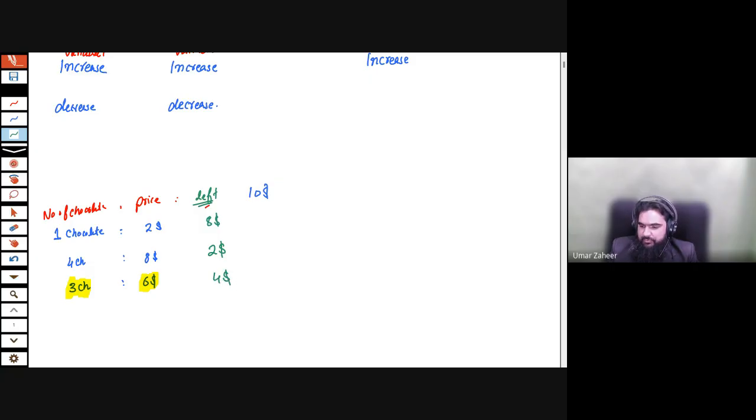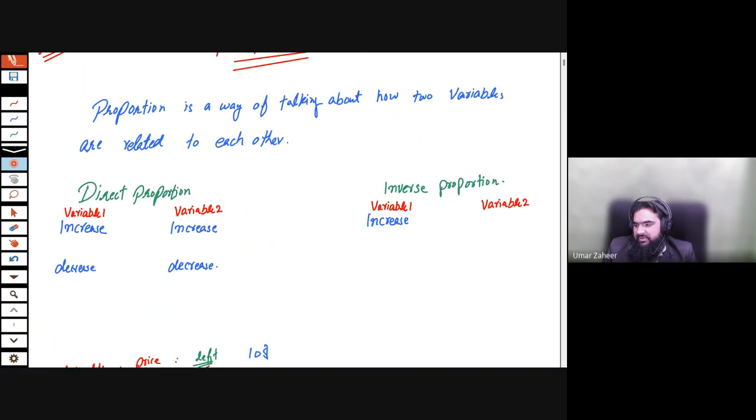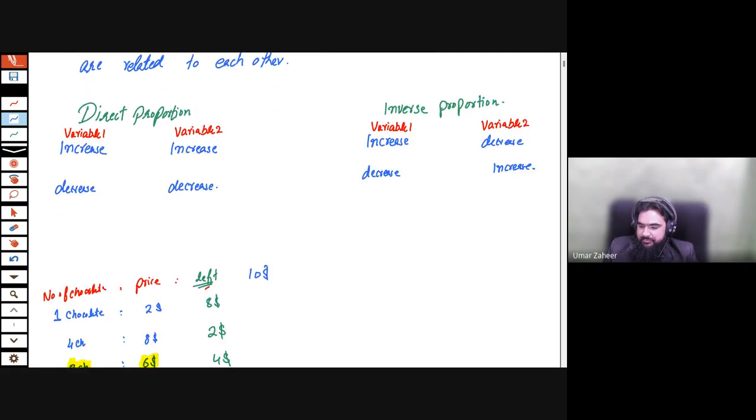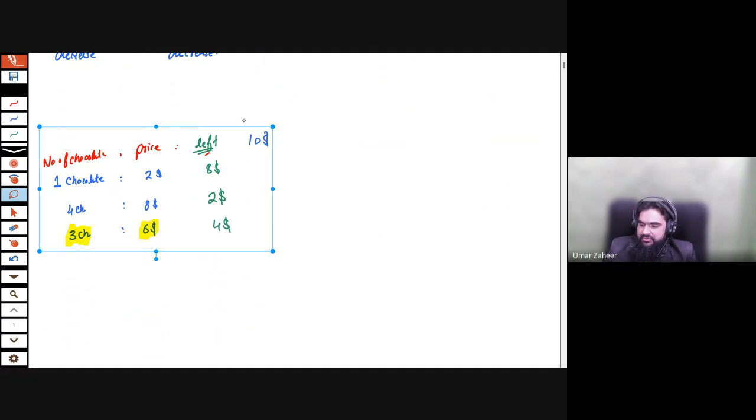In the same way, if you take three, the amount will be $4. So look here, from here to here, with one chocolate the amount you have left is $8, means it is more. If you purchase more chocolates, the amount you have left decreases. So this is an example of inverse proportion, means if you increase one value, the other value decreases, and if you decrease the first value, the other value increases. Yes, everyone, any question till here?